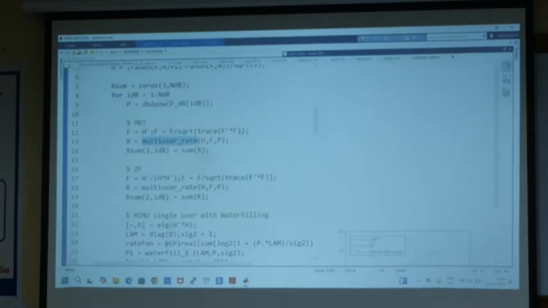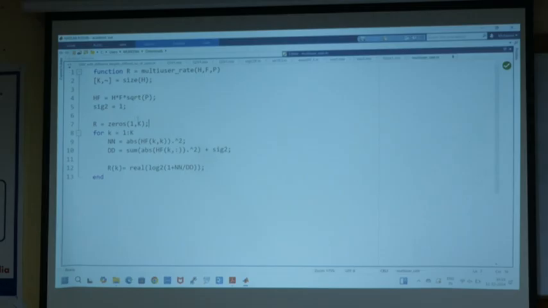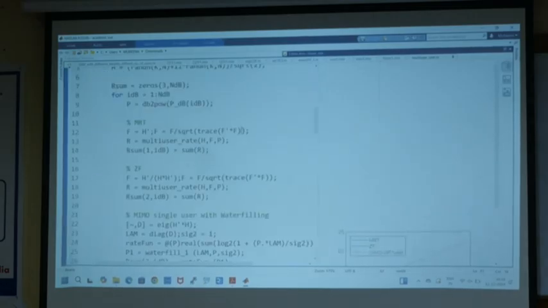Now let's come back to our program. So this is for MRT. We put F and normalize it and calculate the rate. If there are multiple users, this r will be a vector. As you have seen here, r equals zeros of 1 comma k, so it will be a 1 cross k vector. And here we are taking the sum for the sum rate. For zero forcing, I just change the value of F to be like this, and the rest is the same. I collect the sum in this R sum 2 comma idB.